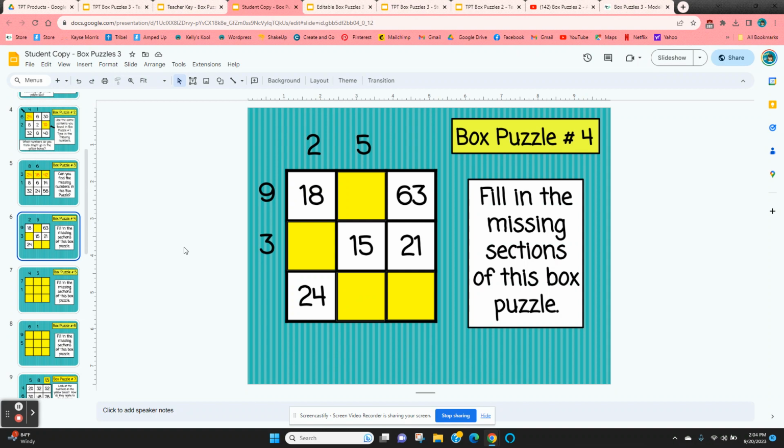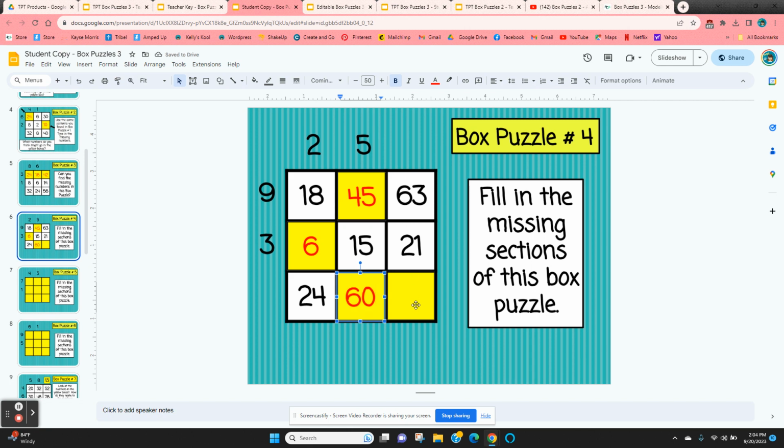The next box puzzle has a few more missing boxes. So here, if we take 9 times 5, we're going to get 45. Looks like that works. This would be 3 times 2 would be 6. If I add going straight down, that would be 60. And if I add going straight down here, that would be 84. And then we want to check and see if it works from every direction.